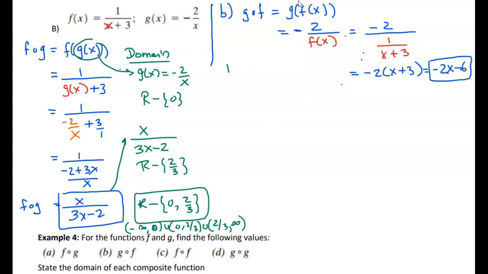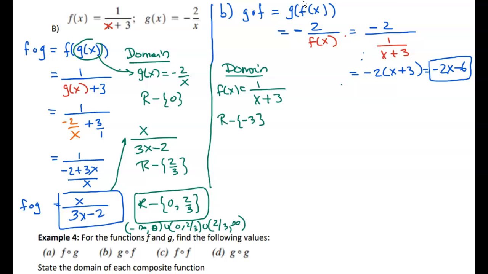All right, domain. All right, so the domain, you have to look at the inner function first. So let's look at f of x, which is 1 over x plus 3. So you can see the domain is all the reals except for x is negative 3. Now we need to look at the domain of the result. Okay, so g of f of x is negative 2x minus 6. There's nothing that's excluded, so this is all the real numbers.